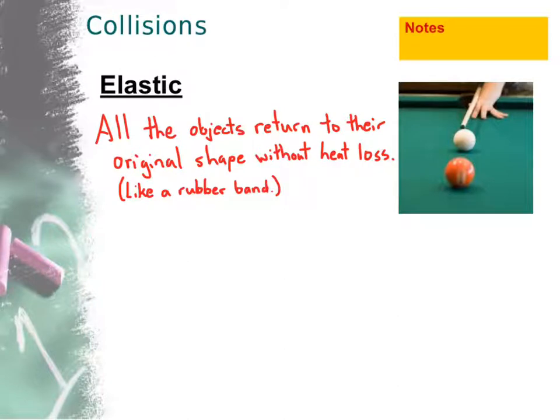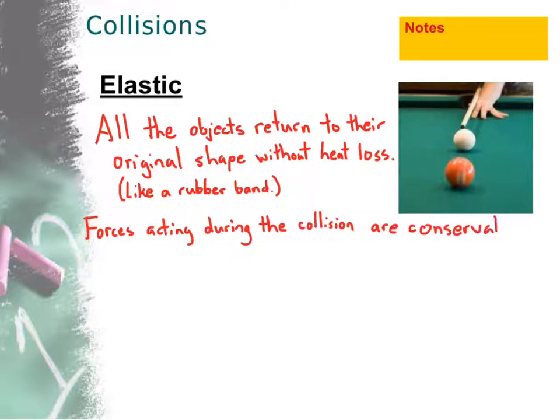The reason we call it elastic is because one other name for a rubber band is an elastic, and rubber bands, when you stretch them and let them go, return back to their original shape. So that's one way to think of elastic collisions: returning back to its original shape. Now, in elastic collisions, the forces acting during the collision are conservative. So you might think of a spring force. A spring force usually acts between objects, and that spring force is a conservative force.